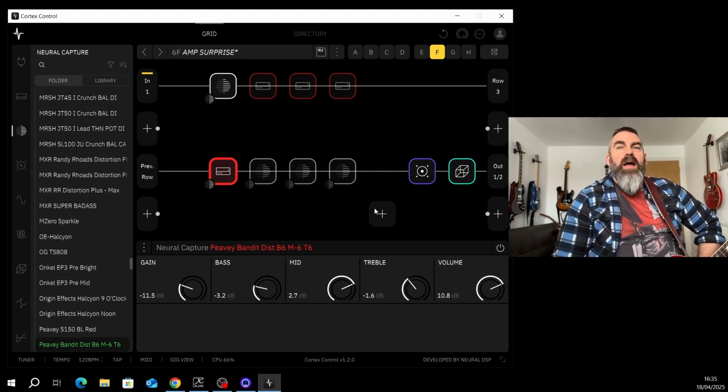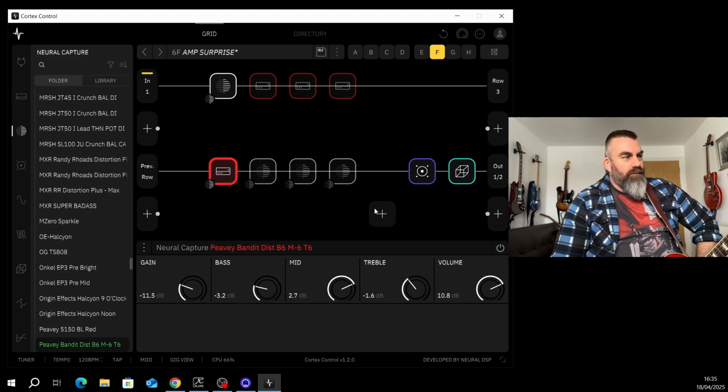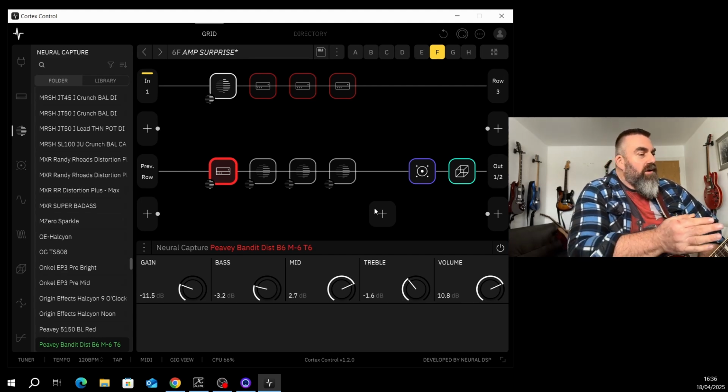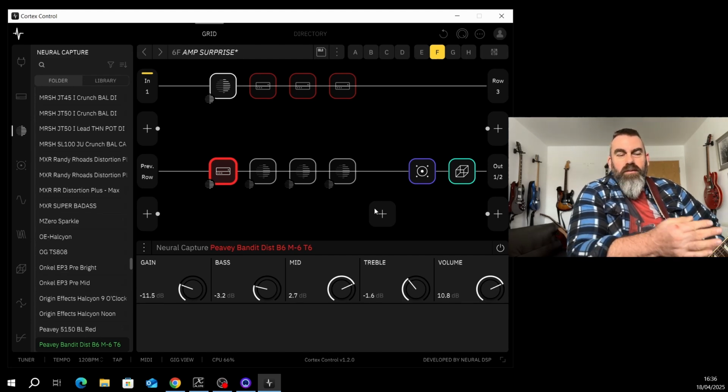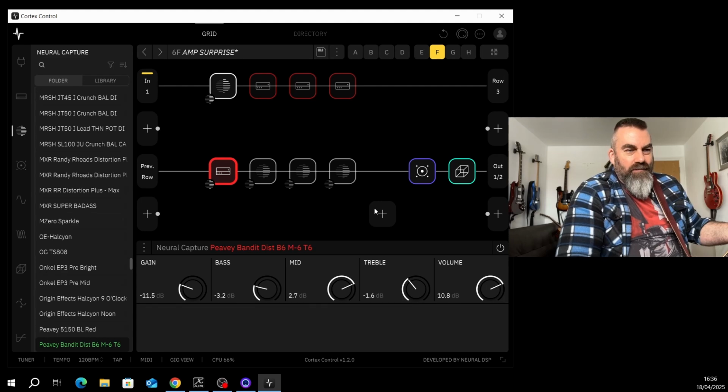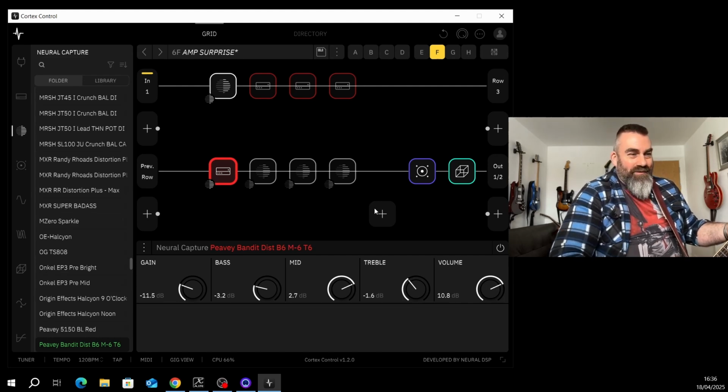There's no point in having a profile of an amp that in real life would cost you £5,000 but doesn't sound as good as a profile of an amp that maybe would cost £200, because it's irrelevant. Okay, so the PV Bandit.